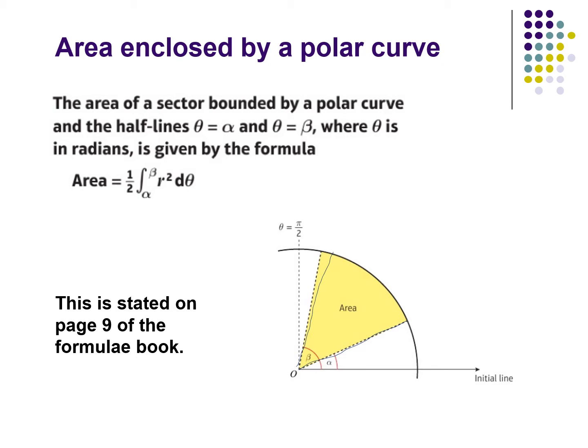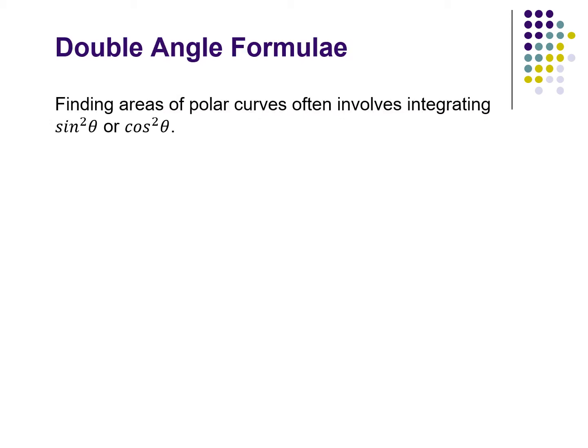Now, because the formula has the half at the front, but it's also got an r squared in it, and a lot of the polar curves that you've looked at have been r equals something to do with sine theta or cos theta, when we go on and use this formula, because we square the function, we quite often get sine squareds and cos squareds. We've come across some of those before. I'm just going to remind you what you do for integrating those.